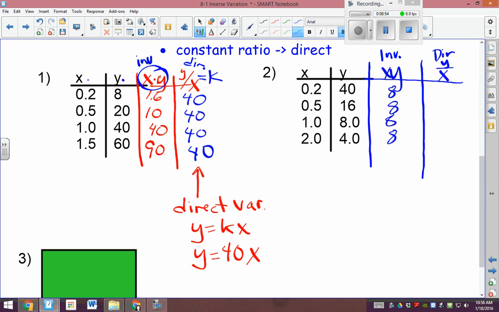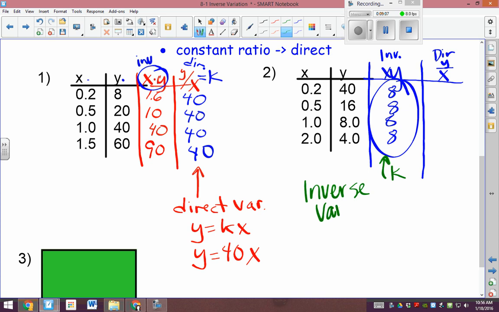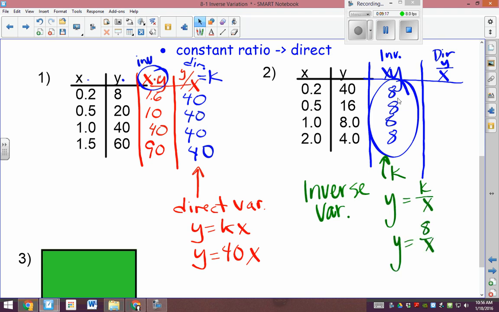So I don't think we need to do this either. We already found that these are constants. Therefore, this is our k value in the inverse variation situation. So I'm going to say that first. I'm going to abbreviate. And remember, the equation for that is k over x. So therefore, we will say 8 over x. Cool. That doesn't seem too bad.